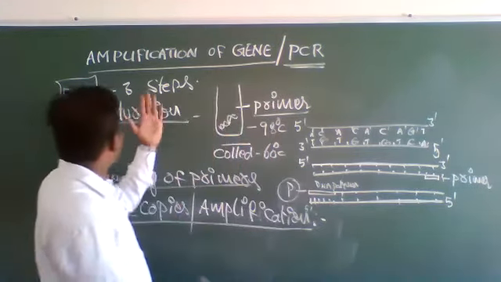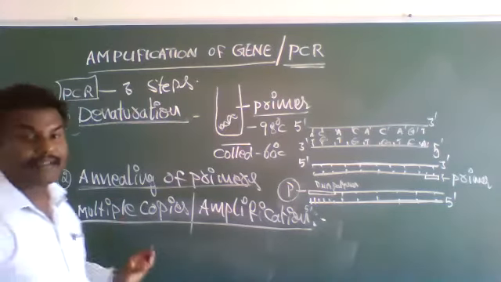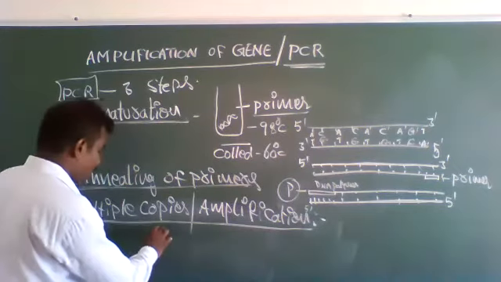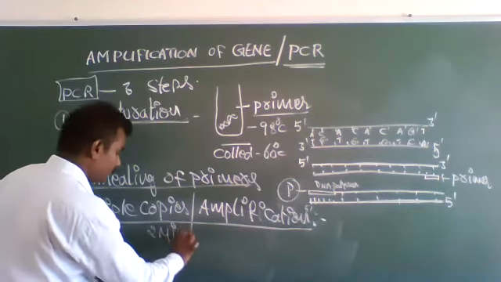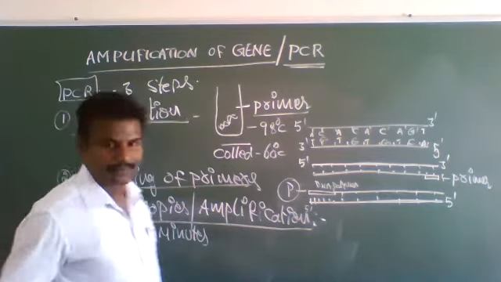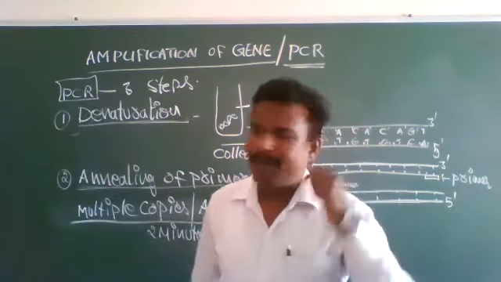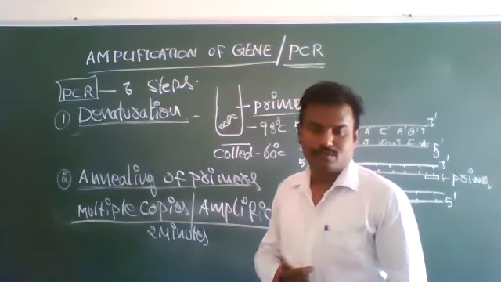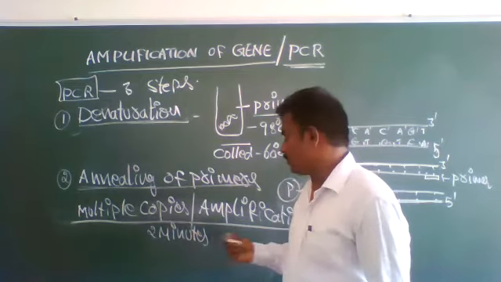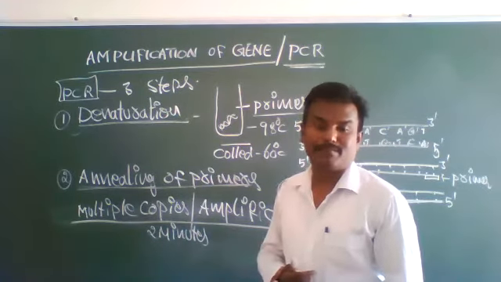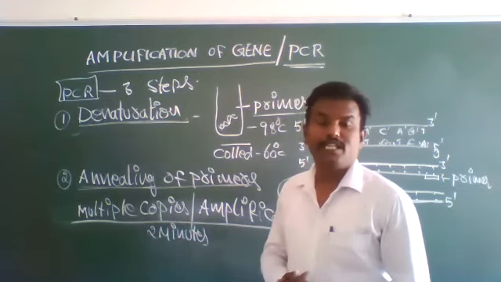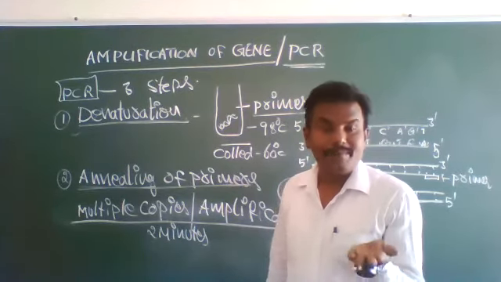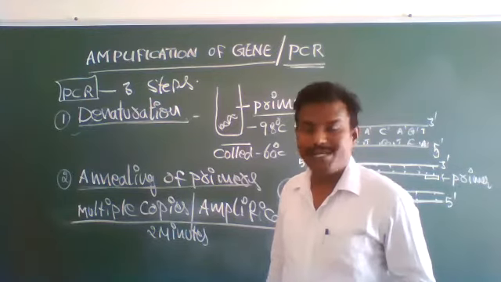The steps mentioned above, that is denaturation, annealing, and primer extension. For these three steps, the time requirement is 2 minutes. It will finish within 2 minutes. Within 2 minutes, the heat and cool process is finished. So the time taken for heat and cool is 2 minutes.